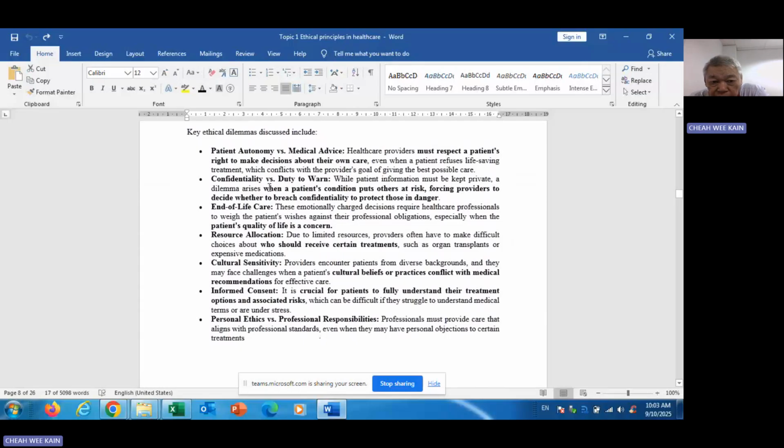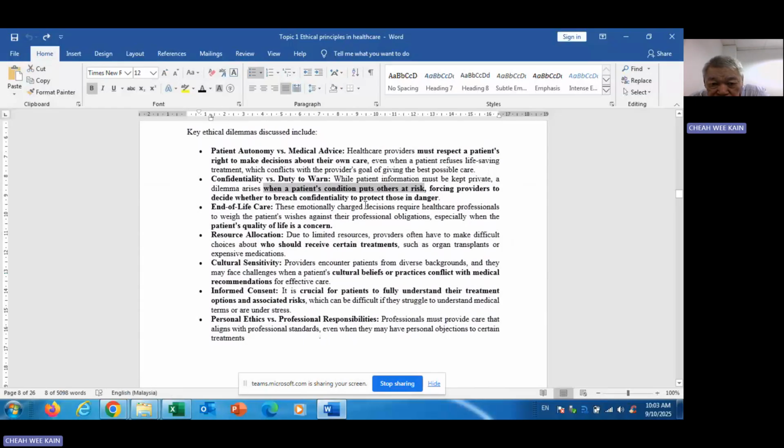So this one is, for example, when the patient's condition puts others at risk. So let's say, for example, this patient got Ebola. You have to go and inform the government because you need to isolate this patient, and also to warn the public to be careful. And so forth.